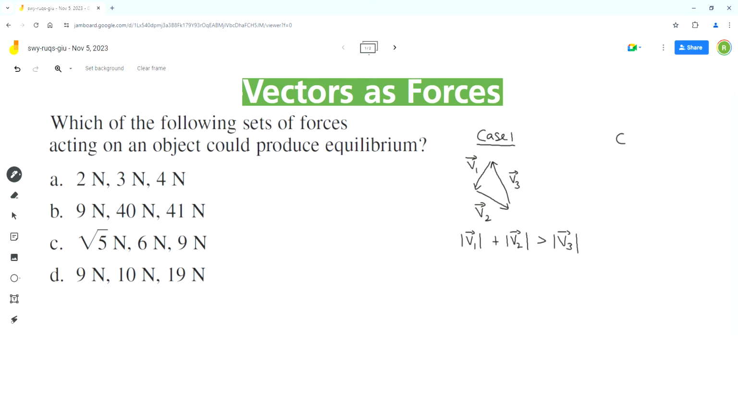The other case looks like this. So the smallest vector is v1, the middle one is v2, and the longest one is v3. So in this case, the magnitude of vector v1 plus magnitude of vector v2 is equal to the magnitude of vector v3.